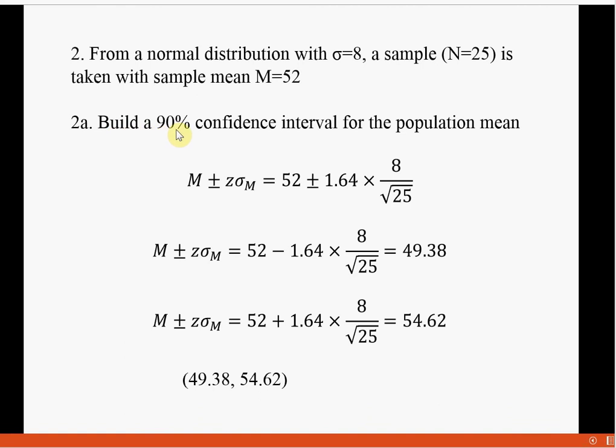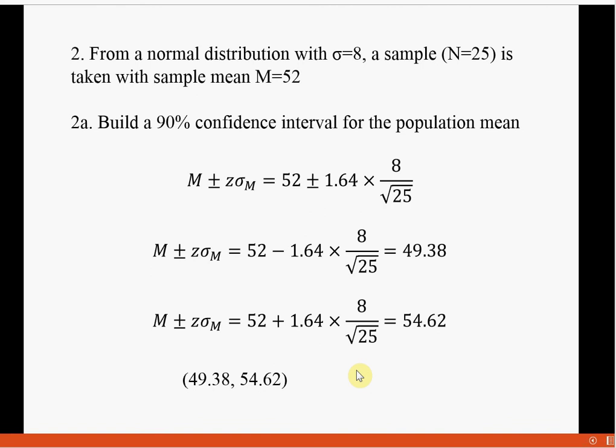2a, build a 90% confidence interval for the population mean. We use this formula that involves the use of the z-score. But now we have something new here. We have the same sample mean, the same z-score that corresponds to the 90% confidence level. But what is new here is the sample size. So when you calculate the standard error, it is σ divided by the square root of the sample size 25. You complete two separate calculations, and you obtain the lower bound and upper bound.